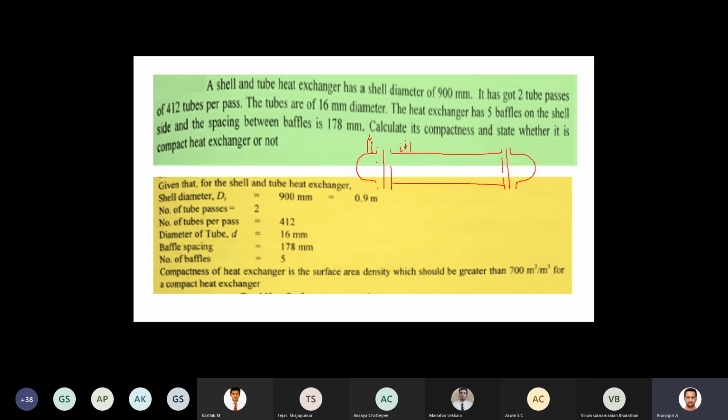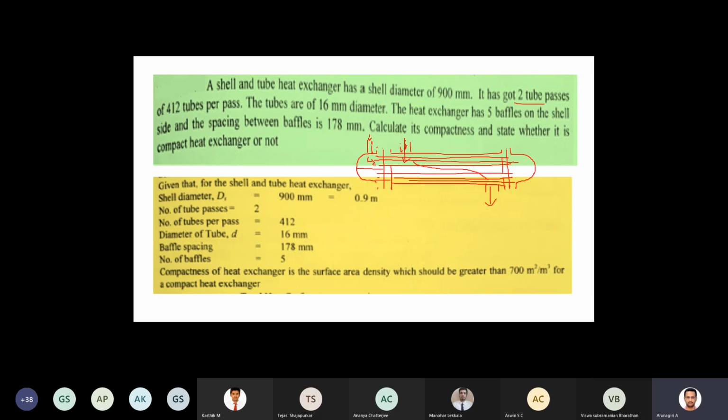Here they have mentioned only 2 tube passes. So you have the pass partition plate here. Here you have 412 tubes. Similarly, here you have the tubes. We have only one shell pass: the shell fluid comes in, flows like this, and goes out. So this is the shell fluid out. It flows only once. The tube side fluid flows like this.